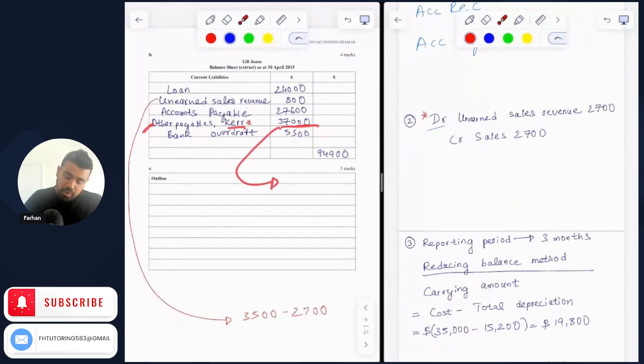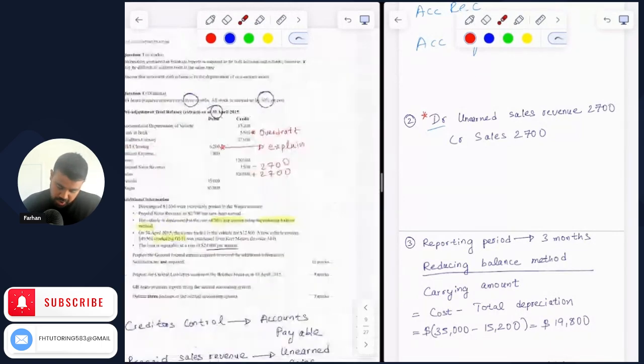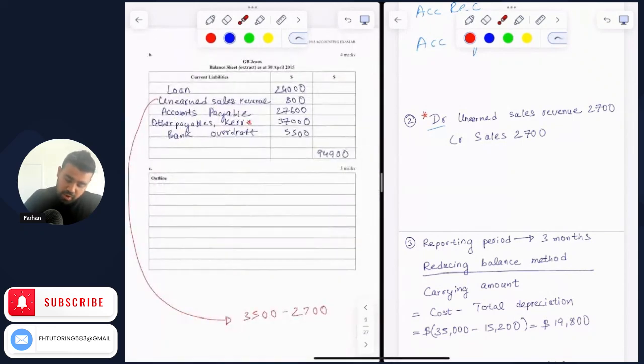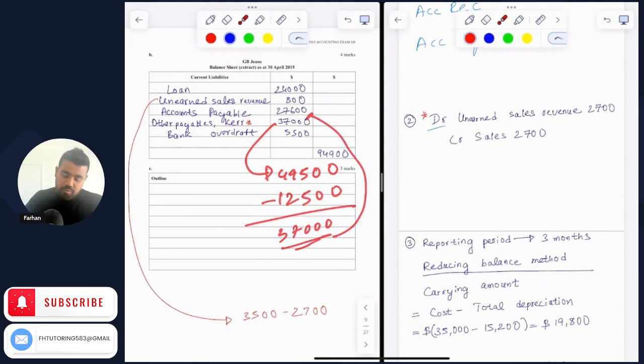The original amount for the vehicle, including GST, was $49,500, if you recall. And then we traded in the old vehicle for $12,500. So $49,500 for the new vehicle minus $12,500 for the old vehicle leaves us with $37,000 in present obligation that we have with Kerr Motors, right? So make sure to be specific here. Otherwise, whoever is marking your paper will deduct marks.